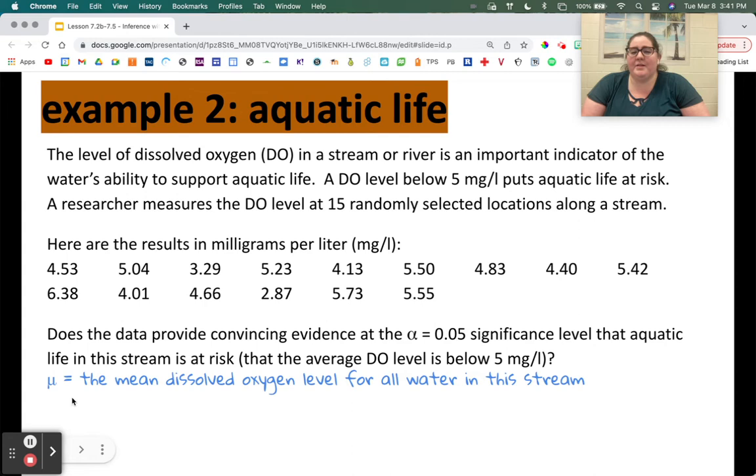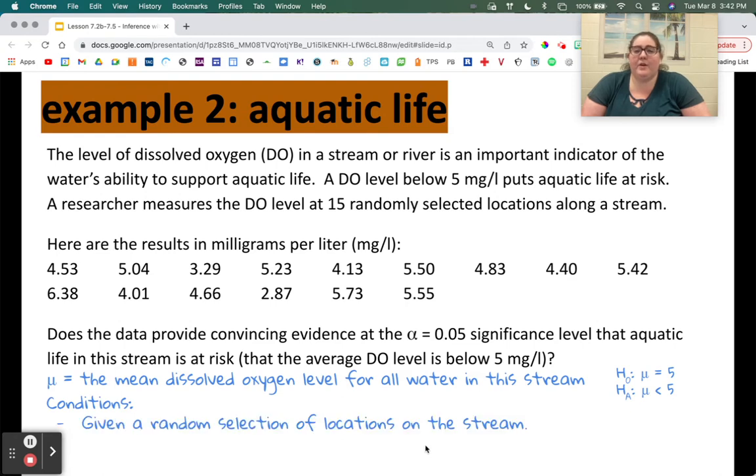So again, my first couple of steps, mu equals the mean dissolved oxygen level for all water in the stream. My null hypothesis is that mu equals 5. My alternate, what I'm trying to show is that it's at risk, which would be that mu is less than 5. So in this example, I started with the alternate because that's what I knew I was trying to find evidence for. And then my null hypothesis I knew needed to be the same number with an equal sign. So that's what I did there.